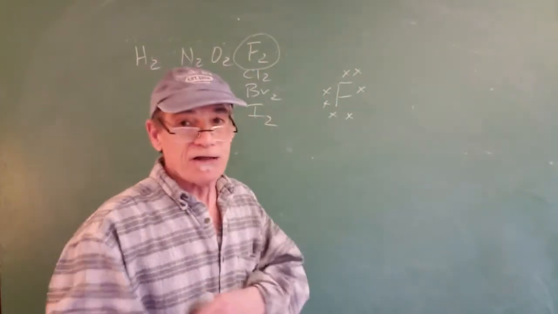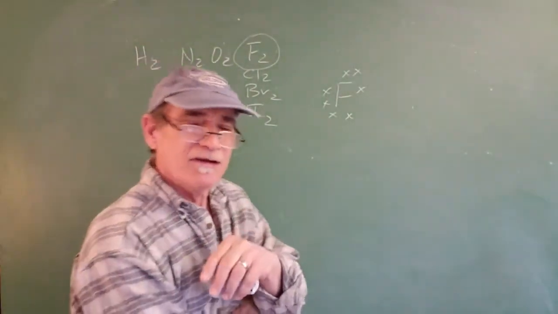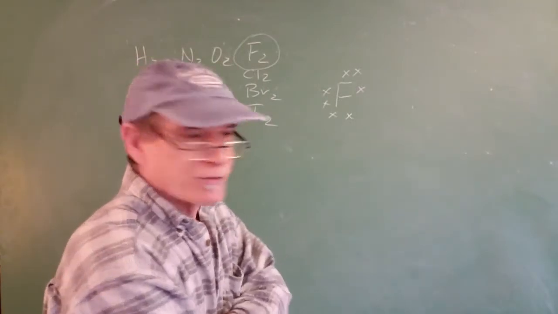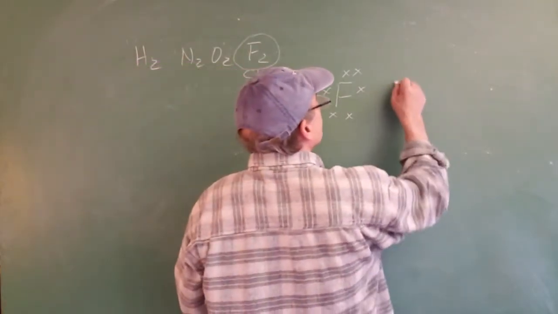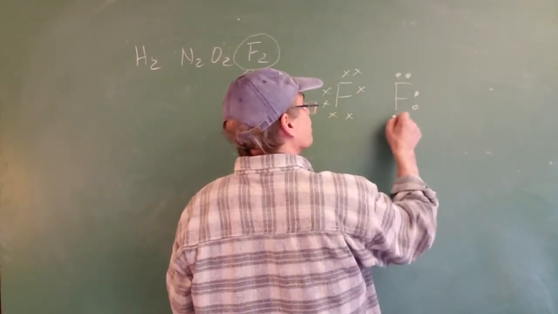If there was a metal around, it would probably be willing to just give up an electron to the fluorine. But say that the fluorine's trapped in a tank with only other fluorine atoms, nobody else around. Well, the other fluorine likewise is going to have 7 valence electrons. I'm going to put dots on one, X's on the other.